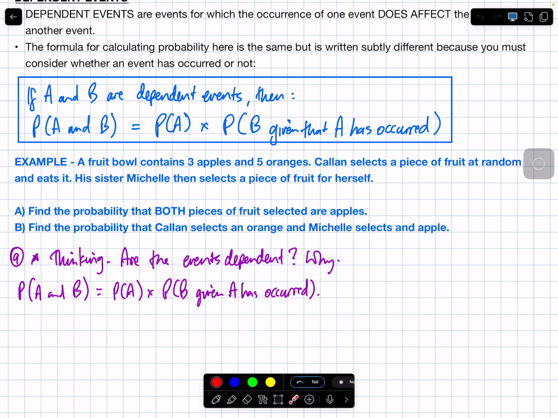A fruit bowl has 3 apples and 5 oranges. Callan selects a piece of fruit at random and eats it. His sister Michelle then selects a piece of fruit for herself. A: find the probability both pieces of fruit are apples. B: find the probability that Callan selects an orange and Michelle selects an apple. Got the example down, we'll talk about it.